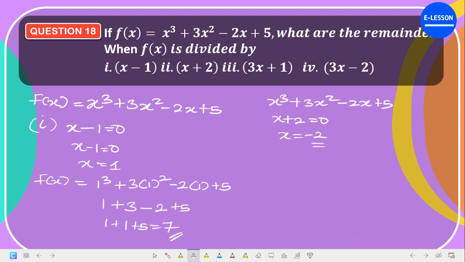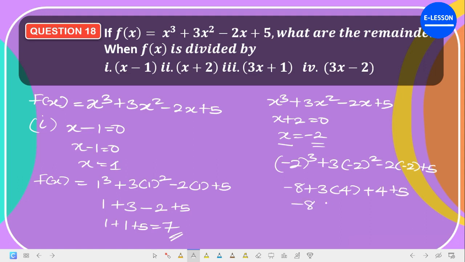At this point in time, what do we now do? We now substitute minus 2 into this equation. So wherever we see x, we put minus 2. So this gives us minus 2 raised to the power of 3 plus 3 bracket minus 2 squared minus 2 bracket minus 2 plus 5. Anything it gives to us remaining is the remainder. So minus 2 raised to the power of 3 is minus 8, plus 3 times minus 2 squared, which is 4. Minus 2 times minus 2 is plus 4, and then plus 5.